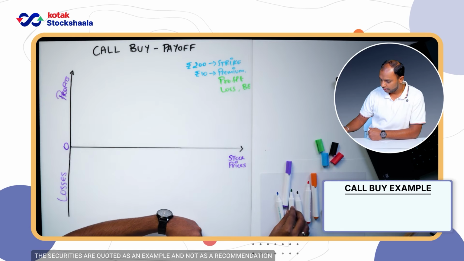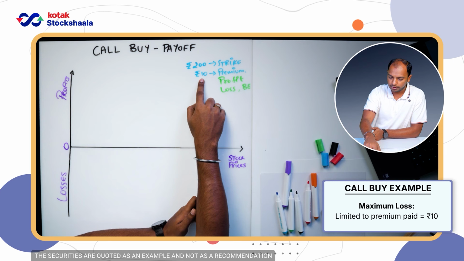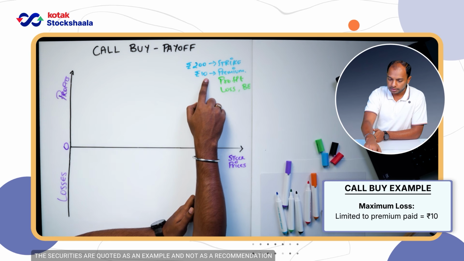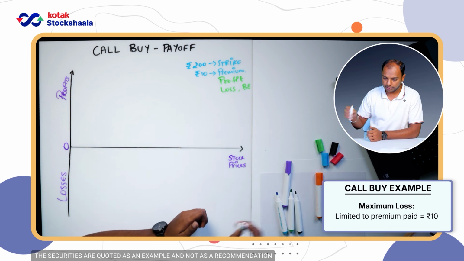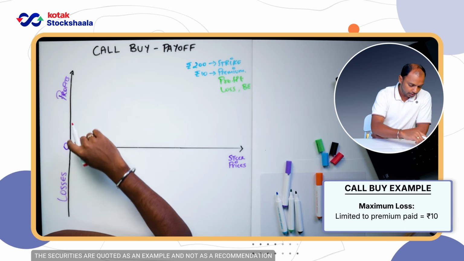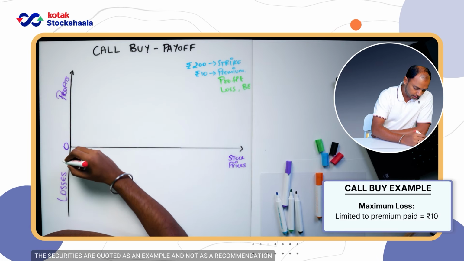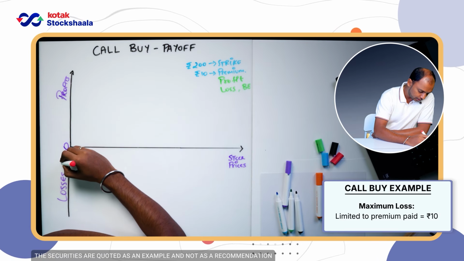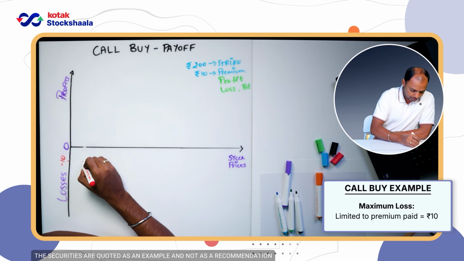So let's start with maximum loss. Since in a call option we would have paid a premium of rupees 10, the maximum loss possibility is rupees 10 as well. So let's first mark that on the option payoff diagram. Here we know that above 0 is profits, below 0 is losses, and let's mark 10 to be somewhere around here. Okay, so this is going to be our loss line.